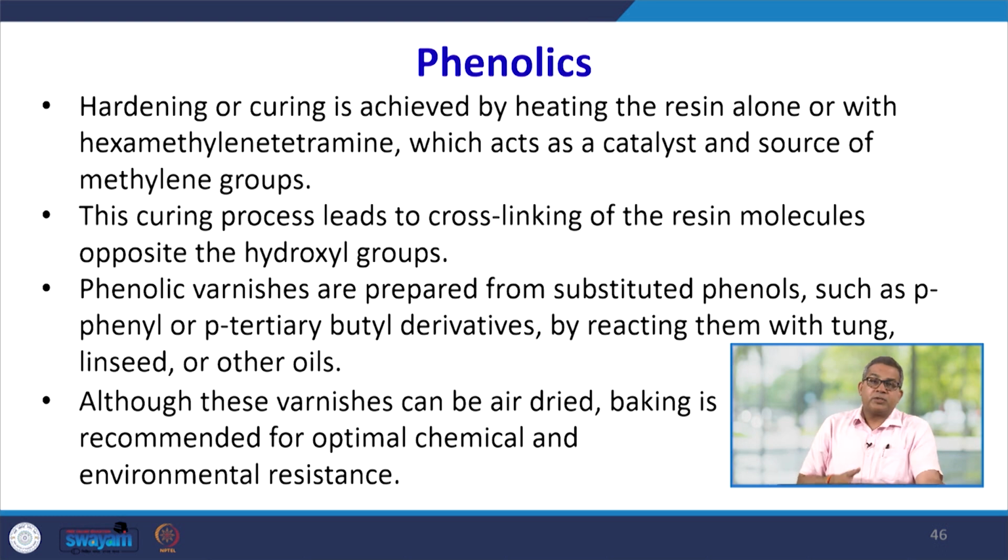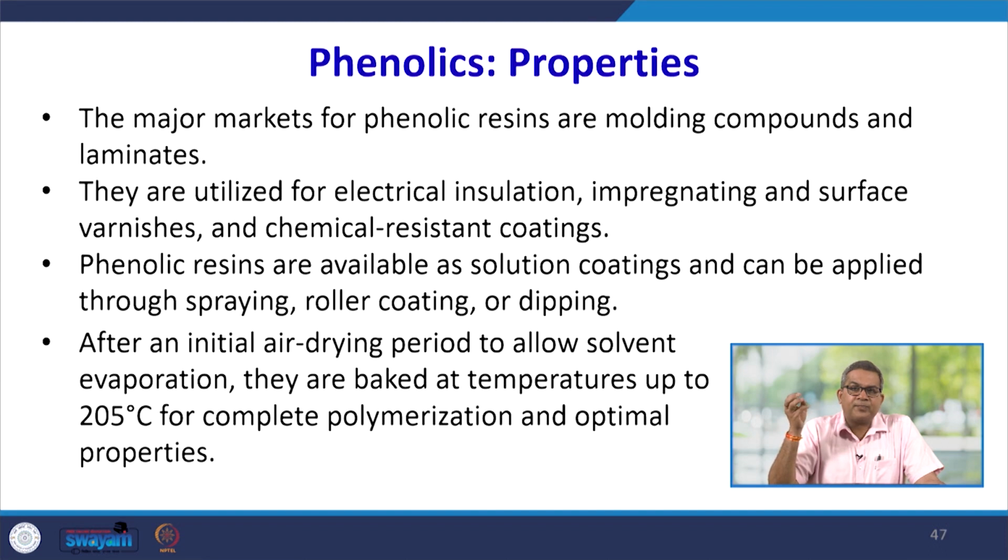Now, this particular curing process, because this is a very essential process in any kind of polymerization process, leads to the cross-linking of the resin molecules opposite to the hydroxyl group. The phenolic varnishes are prepared from substituted phenols such as paraphenol or para-tertiary butyl derivatives by reacting them with tung, linseed or other oils. Now, these varnishes can be air dried because atmospheric moisture plus air can react. So, this can be air dried. Baking is recommended usually for the optical chemicals and environmental resistance.